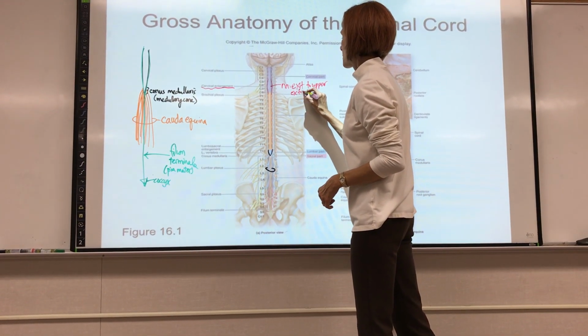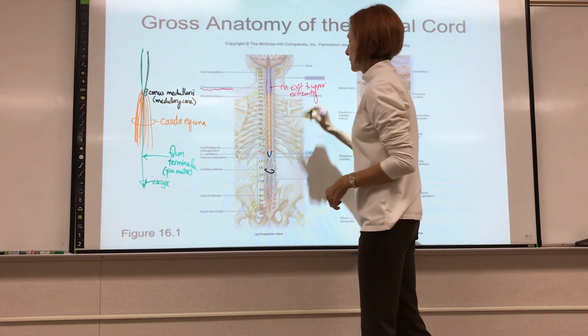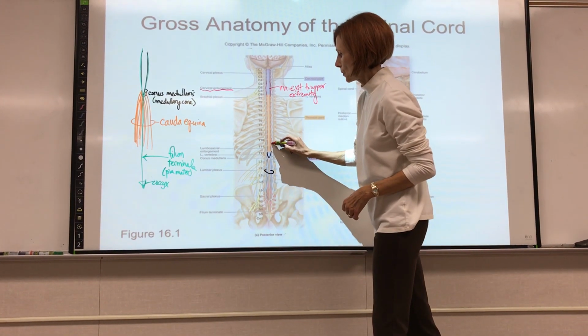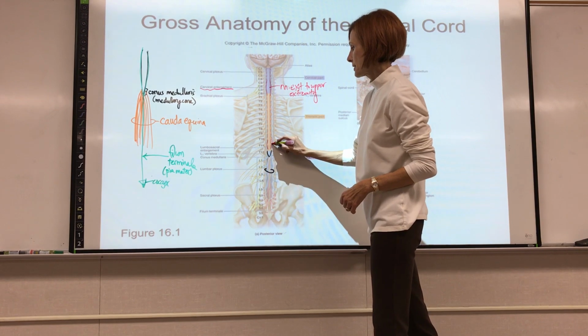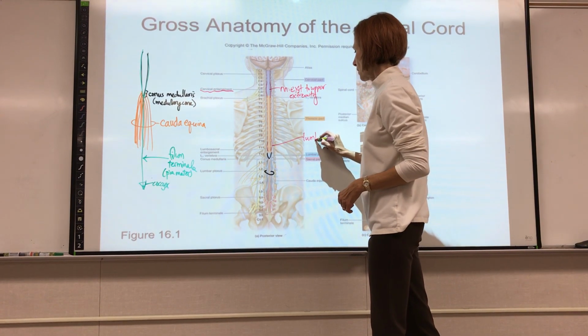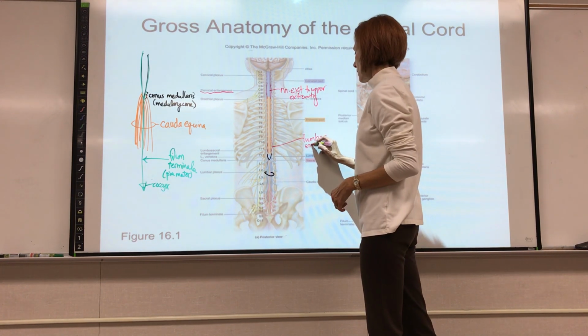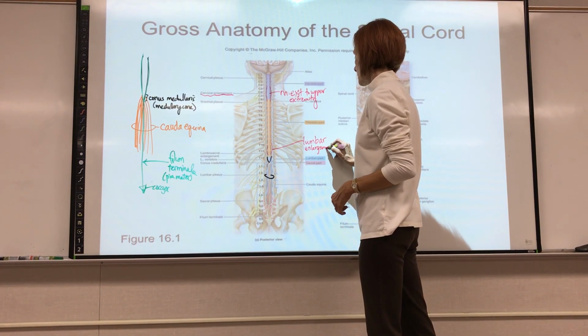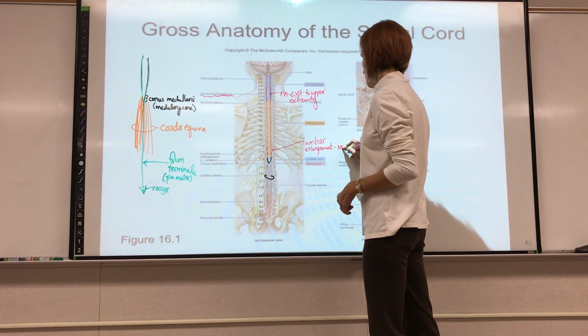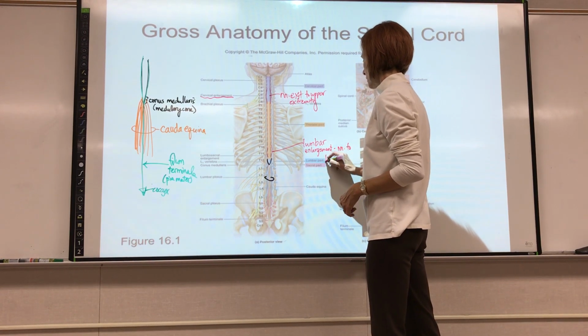Okay, and then there's another subtle enlargement here, kind of it's right above the conus medullaris. This is called the lumbar, or you can say lumbosacral enlargement. And this is where nerves exit that will go to the lower extremity.